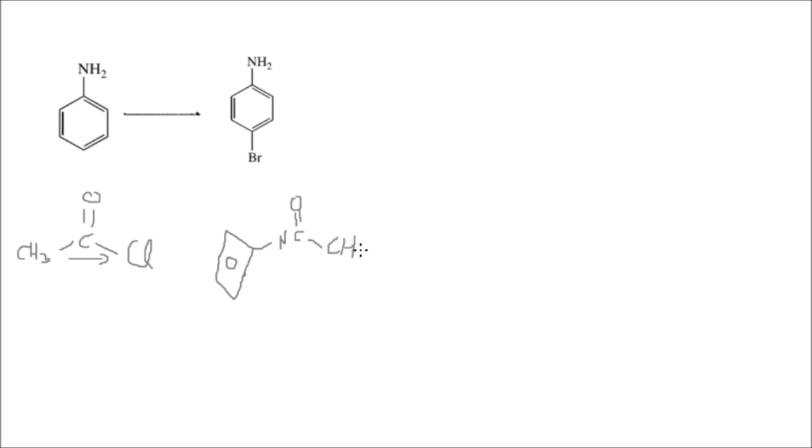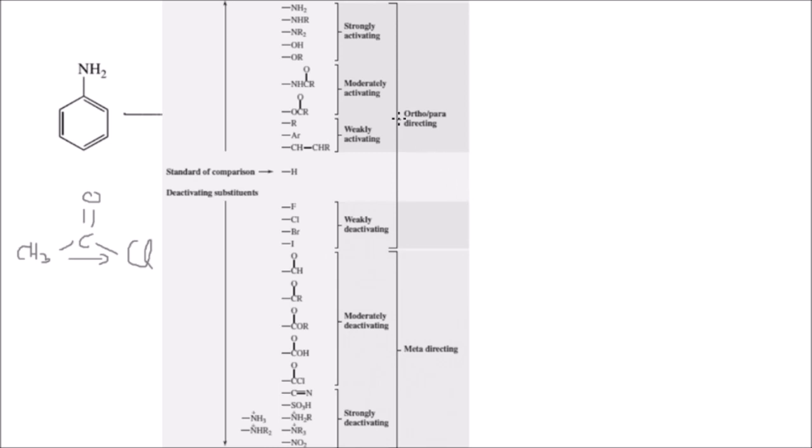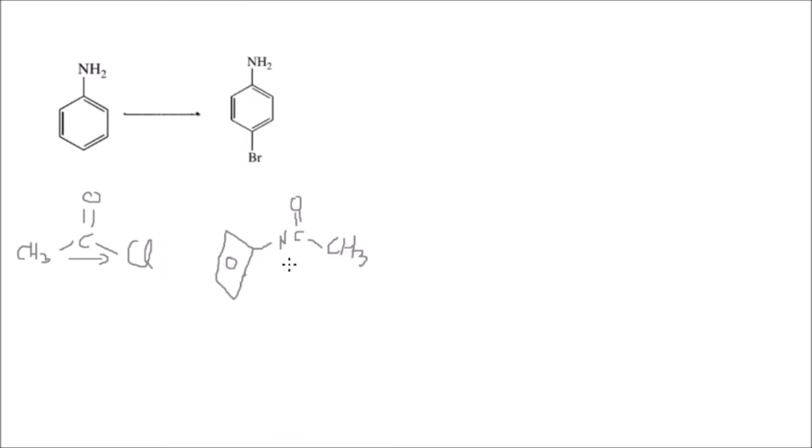So this is what we get. And if we remember, the amides are still OP, but if we look at this, we now have a big group here. So the ortho position is sterically hindered. So if we add Br2 now, it would prefer to go on this position, the para position.